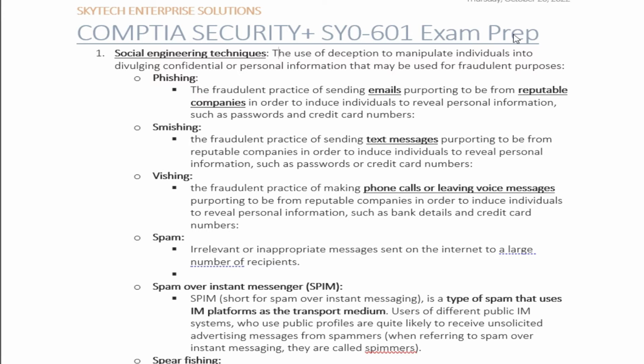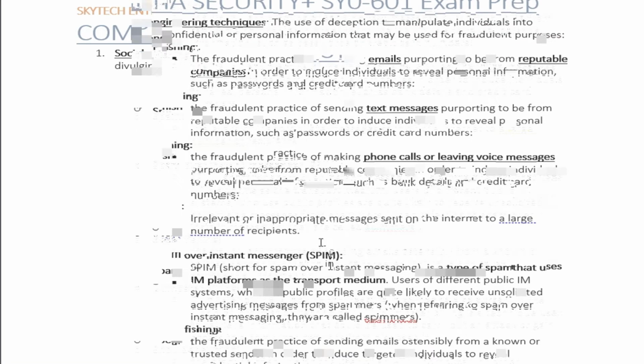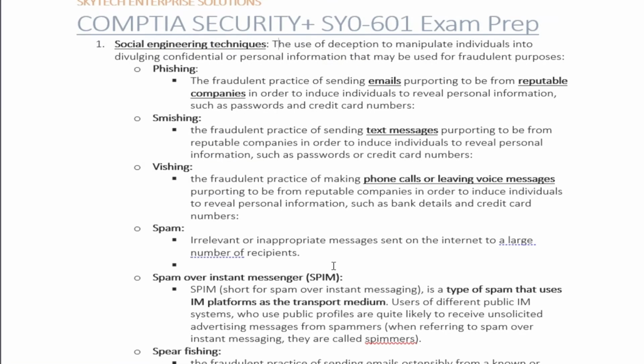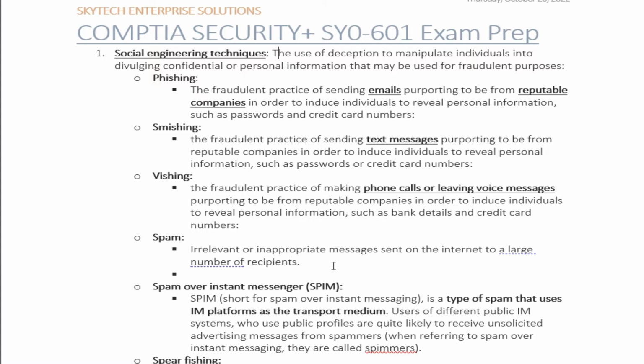But in terms of IT, we want to look at some of these items here that are specific to social engineering in IT. The first concept we want to look at here is called phishing, right? That's phishing. And phishing is the fraudulent practice of sending emails which are purporting to be from a reputable company in order to induce individuals to reveal personal information such as passwords and credit card numbers.